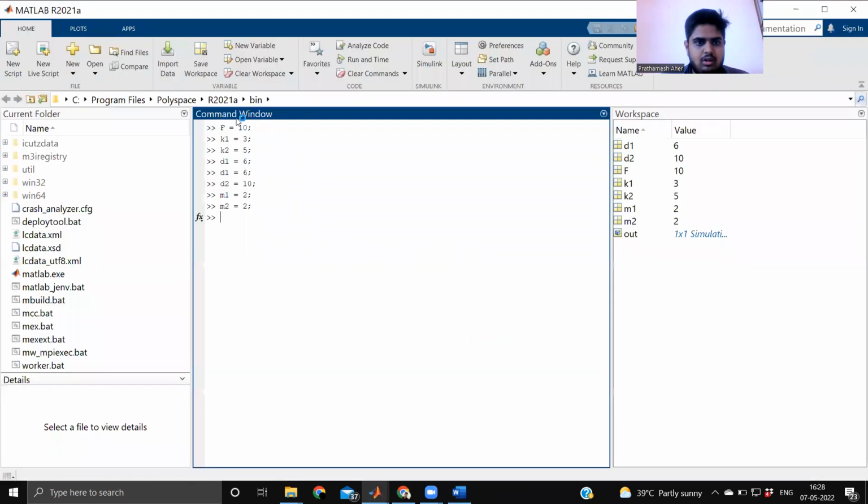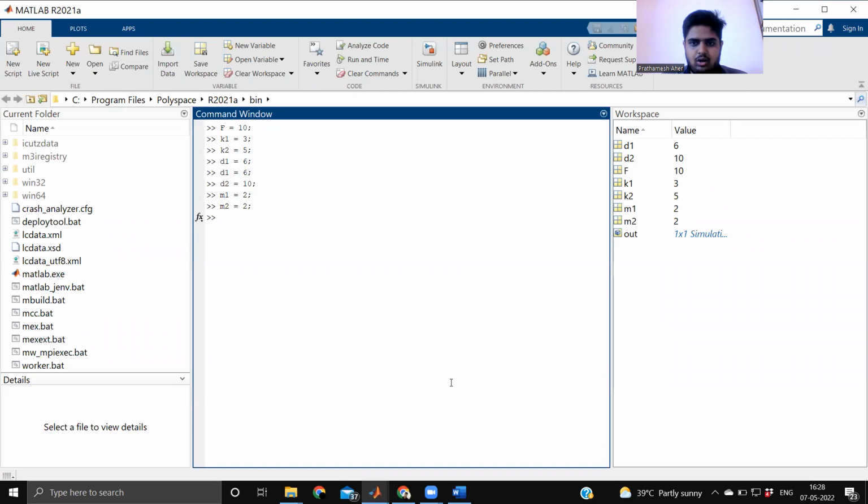First, in the command window, write in all the values. F is equal to 10, K1 is equal to 3, K2 is equal to 5, D1 is equal to 6, and D2 is equal to 10. M1 is equal to 2 and M2 is equal to 2.